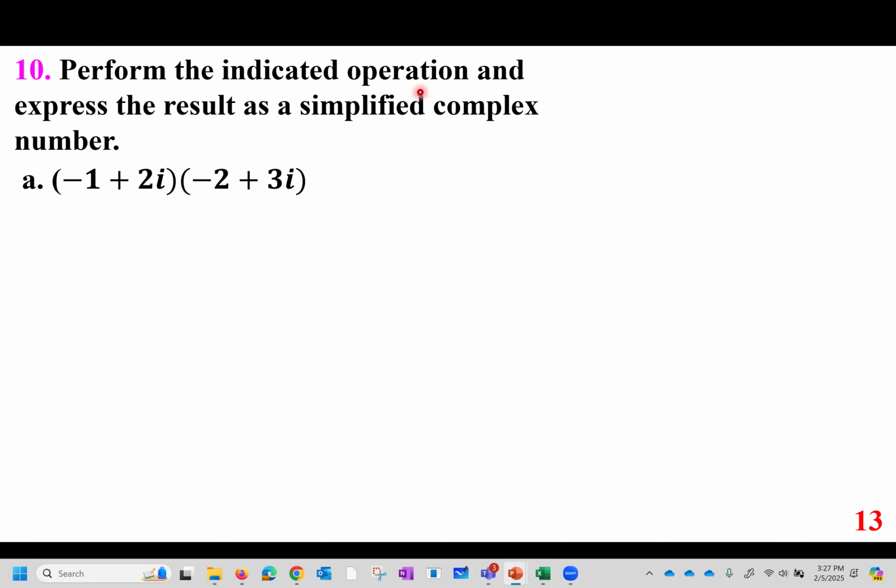Perform the indicated operation and express the result as a simplified complex number, minus 1 plus 2i times minus 2 plus 3i.